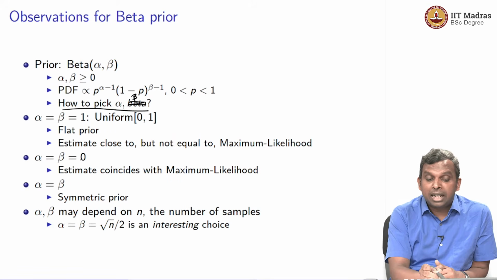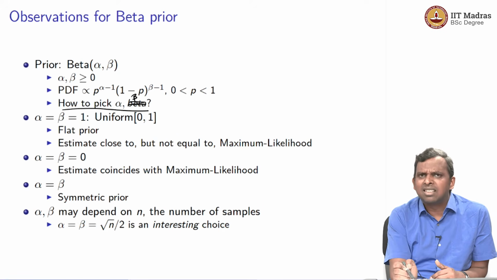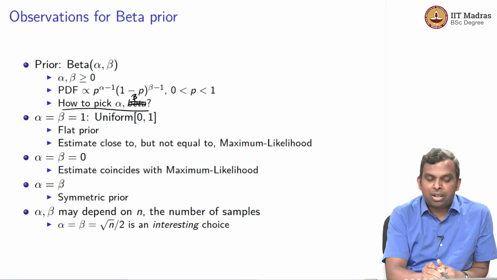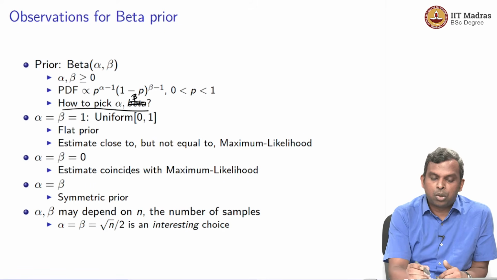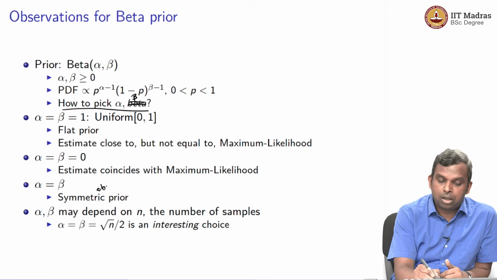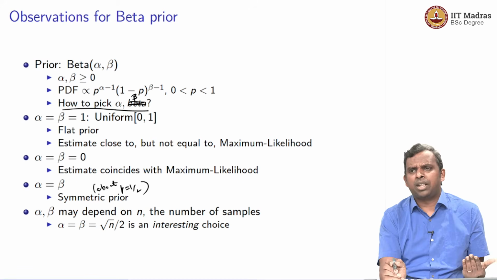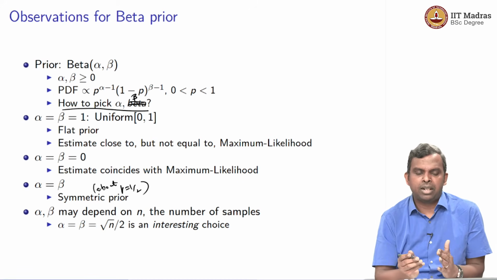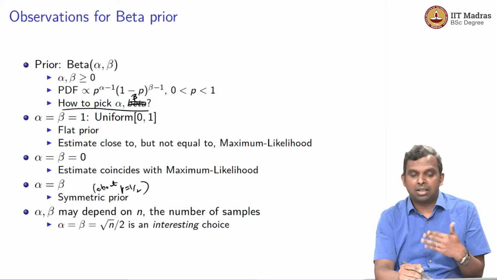If alpha and beta are equal to 0, then you have an estimate that coincides with maximum likelihood. It's an interesting observation. If alpha and beta are equal, you have a symmetric prior, right? Symmetric about p equals half. So that's maybe an interesting property. You may have some symmetry in the problem, and picking alpha equal to beta is very, very popular because of some symmetry.